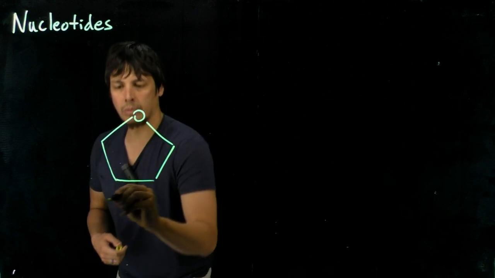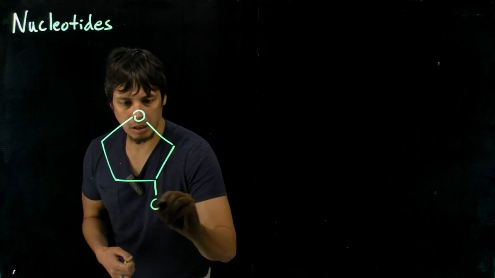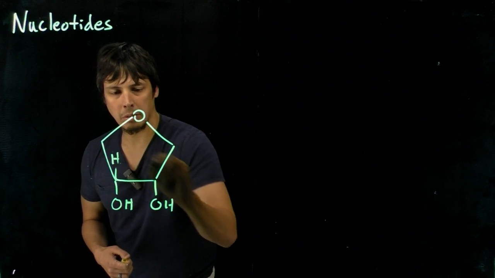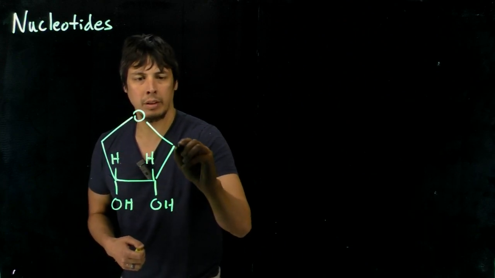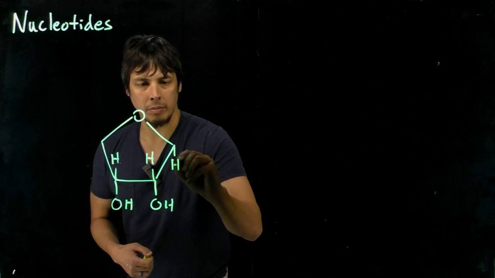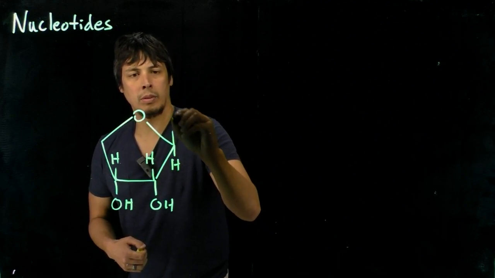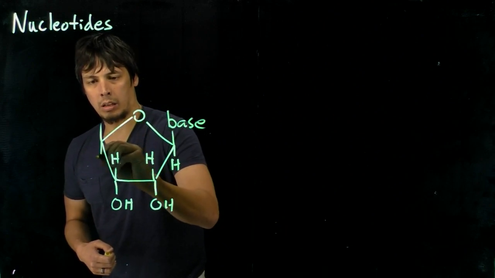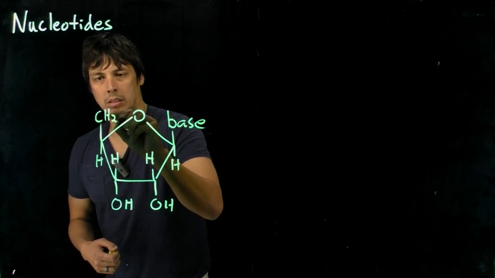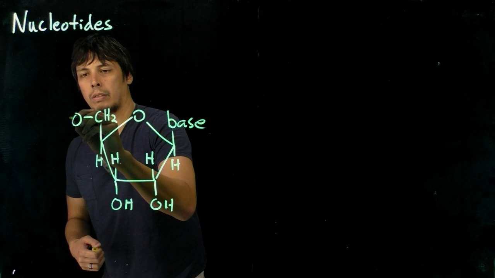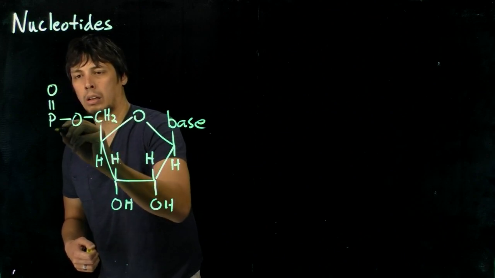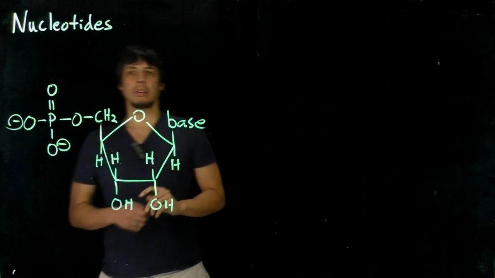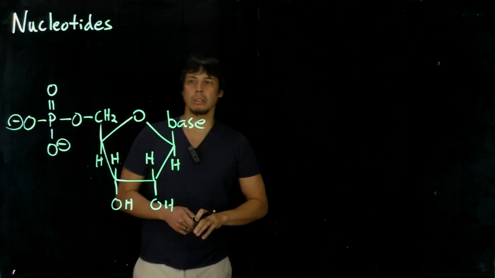More specifically, this is a ribofuranose. So remember, furanose means that this is going to be a 5-membered ring. And it takes this structure where CH2, and then we have a phosphate group. Note that the phosphate will be charged. It can carry a -2 charge on the phosphate.